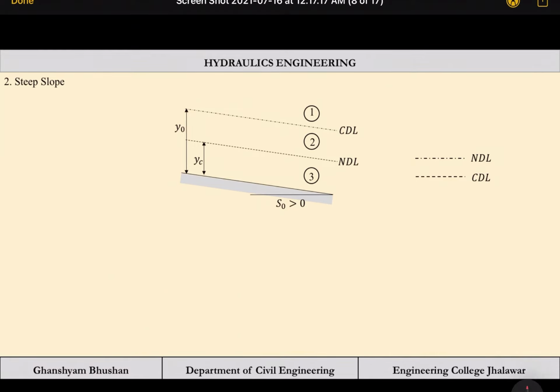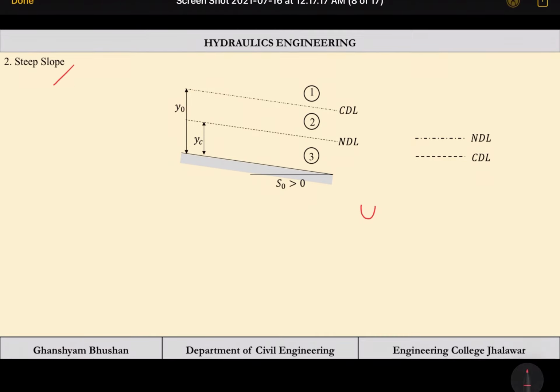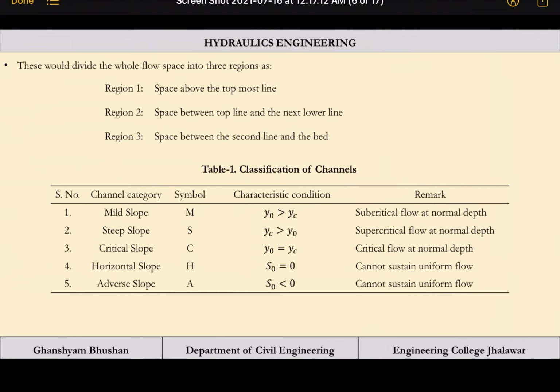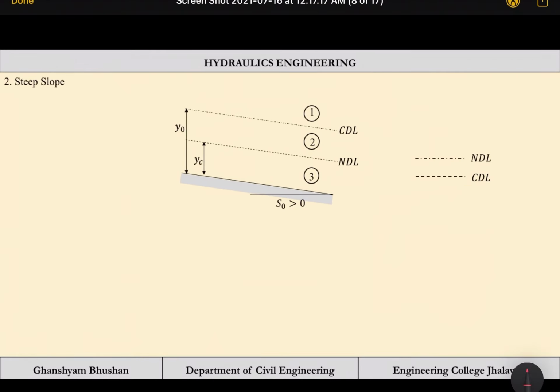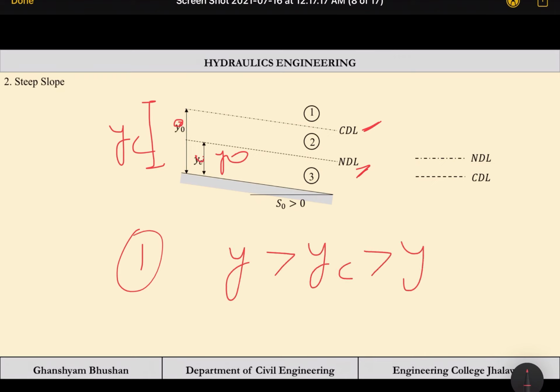Now for steep slope, for a steep slope, yc will be greater than y0. So here only you have to change. This is your yc and this is your y0. Here also NDL means the normal depth line and CDL is the critical depth line. Again for region 1, what is the possibility? Similarly you can check for regions 2 and 3.